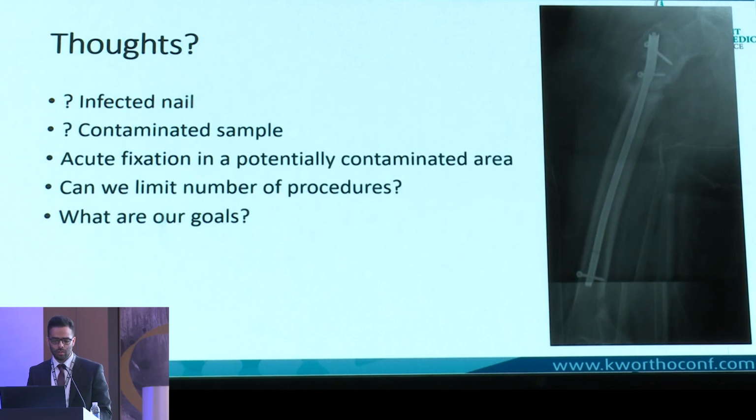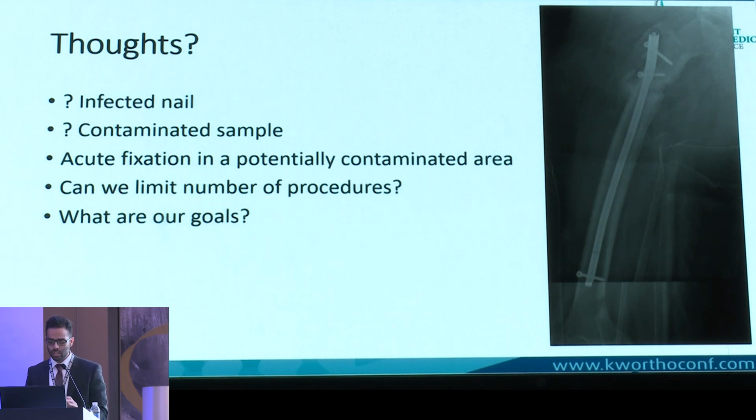Once we had all the workup done, the thoughts I had in mind were: is the nail infected? Is the sample contaminated? Is there a role in doing an acute fixation with a potentially contaminated area? Can you ignore the nail? Do you have to revise the nail? What are the possible procedures you're planning on doing? How many procedures, and what are the goals we are trying to achieve?